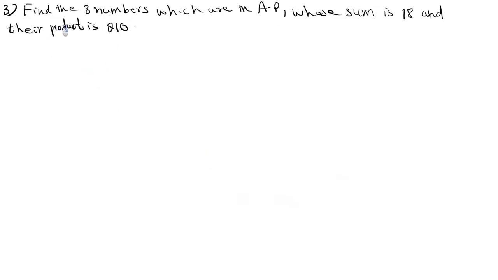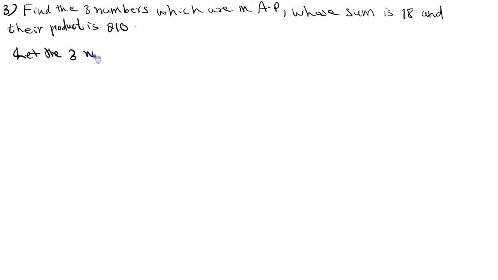See the next question. Find the three numbers which are in AP whose sum is 18 and their product is equal to 210. You need to calculate three numbers which are in AP, and their sum is equal to 18 and their product is equal to 210.